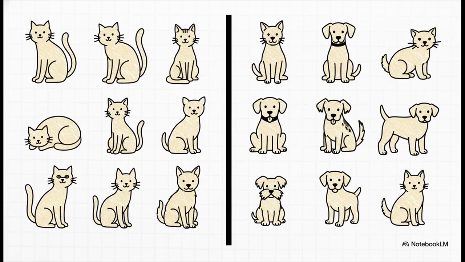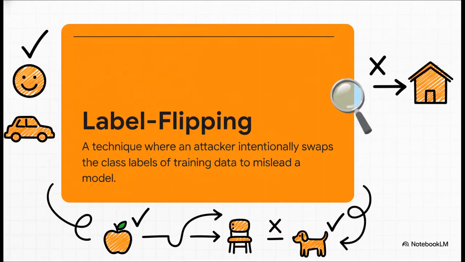See, an AI learns kind of like a little kid. It just studies millions of correctly labeled examples. But that learning process is surprisingly fragile. It can be sabotaged by something called label flipping.